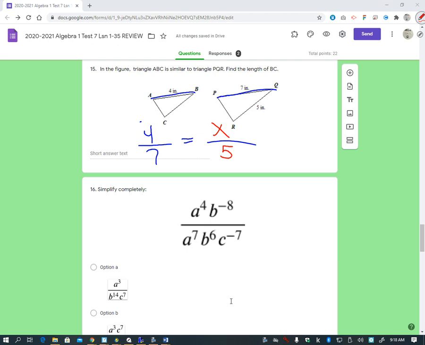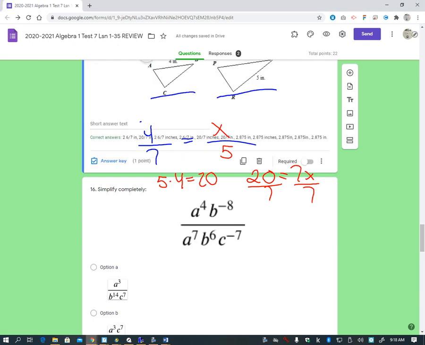All right, now what do we do? Multiply 5 times 4. Okay, so 5 times 4 equals 20. Okay. So we got 20 equals what? 7x. Now what? Good. Divide by 7 on both sides. That's probably going to be what, 2 point something? 2.857. Let's see what the answer comes out to here. It looks like 2 6/7, 20 divided by 7, 2 6/7 inches, right? 2.87 or 2.875 inches, right? You see all the different possibilities there.